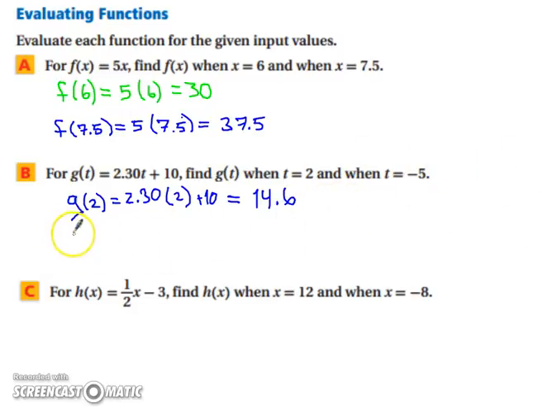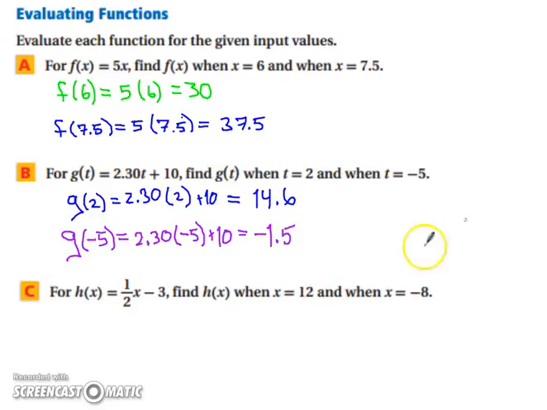And now let's try it when t is the value negative 5. So g of negative 5 equals 2.30 times negative 5 plus 10. And when we do that, we end up with negative 1.5. Alright, now let's look at C. We have h of x equals 1/2 x minus 3, and we want the input values of 12 and negative 8. So let's start with 12.